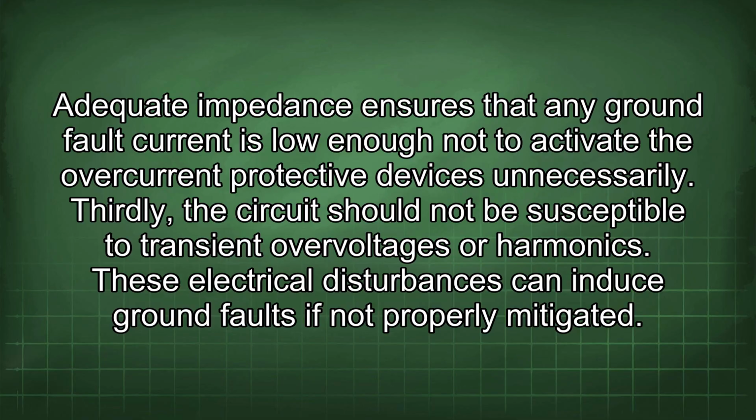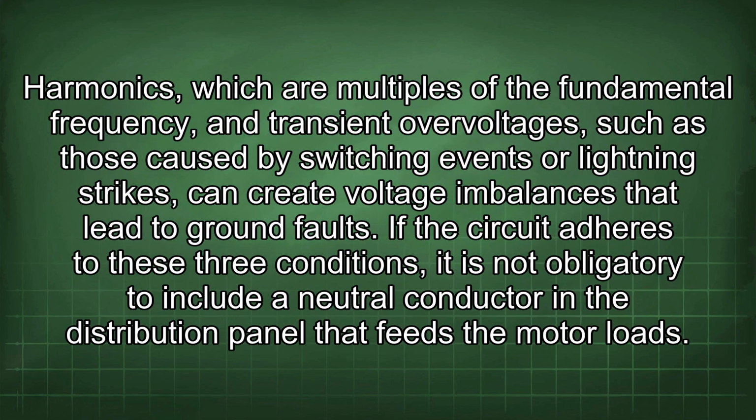Thirdly, the circuit should not be susceptible to transient overvoltages or harmonics. These electrical disturbances can induce ground faults if not properly mitigated. Harmonics, which are multiples of the fundamental frequency, and transient overvoltages, such as those caused by switching events or lightning strikes, can create voltage imbalances that lead to ground faults.